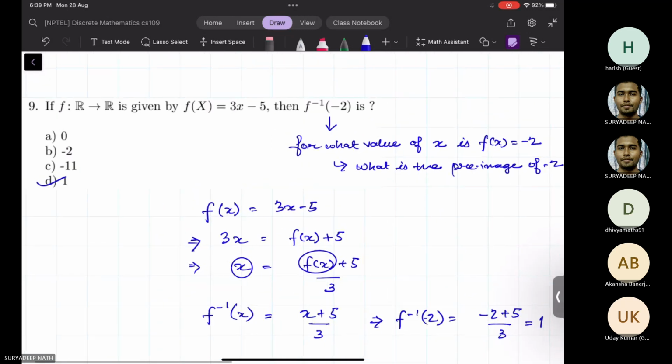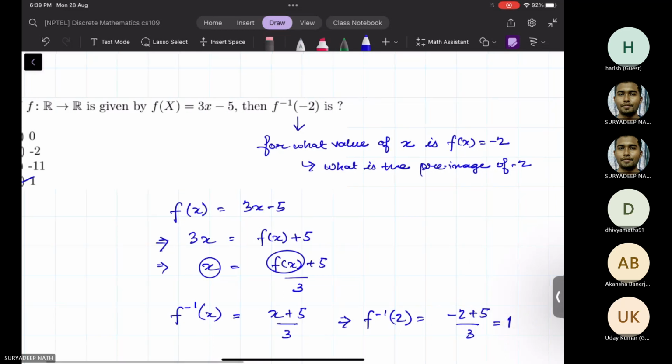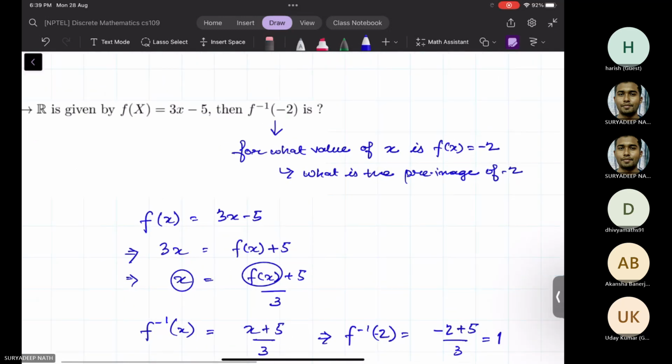We have this function 3x minus 5. So what is f inverse of minus 2? What we mean by f inverse of minus 2 is basically for what value of x is f of x equal to minus 2. We are given f of x equal to minus 2, and we are asked to find what value of x helps in achieving that. So basically it is the pre-image of minus 2.